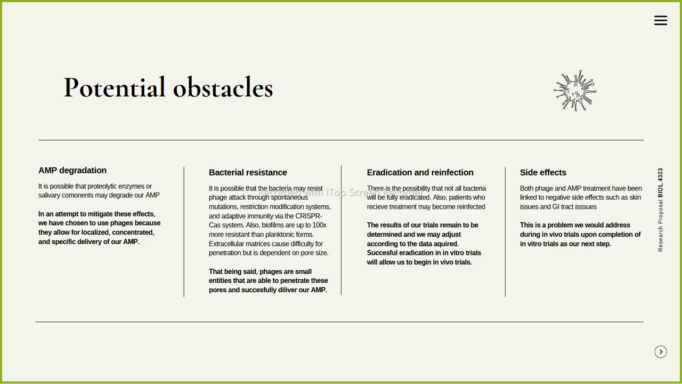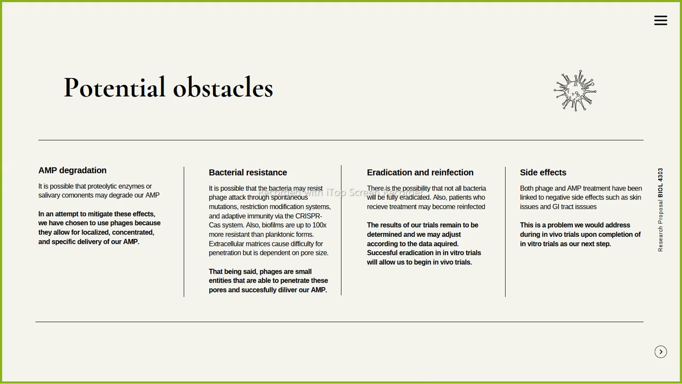And in an attempt to mitigate these effects, we've chosen to use phages because they allow for very localized and concentrated specific delivery of our antimicrobial peptide. So actually within the biofilm is where it's going to be expressed and released by the bacteria, whether through the lysing of the bacteria or through the bacteria's efflux pumps. And because they're going to be so localized, they won't be encountering a lot of salivary components or proteolytic components that may degrade the AMPs before they actually reach their targets.